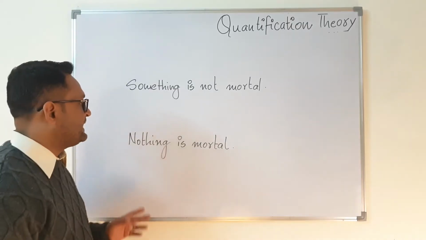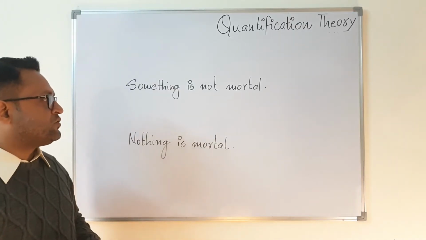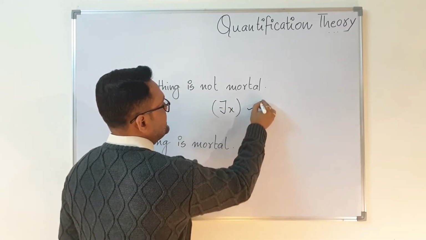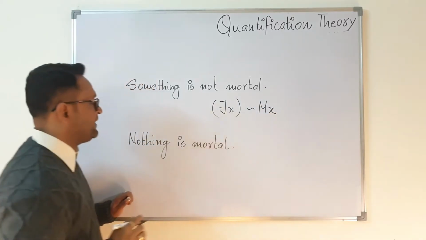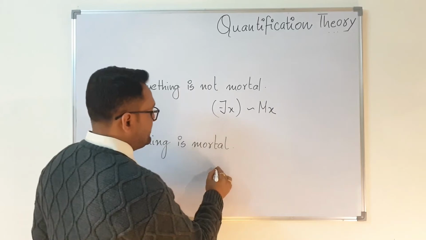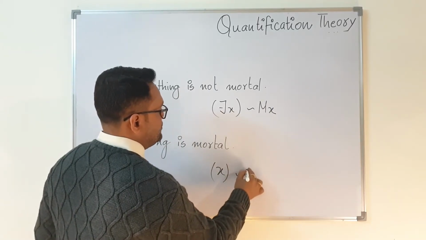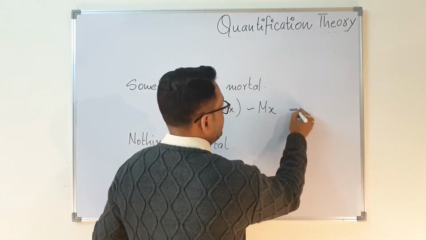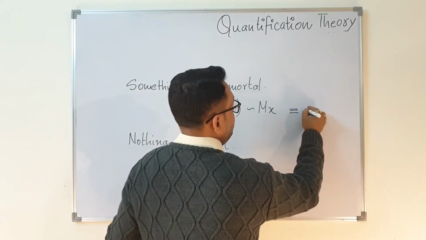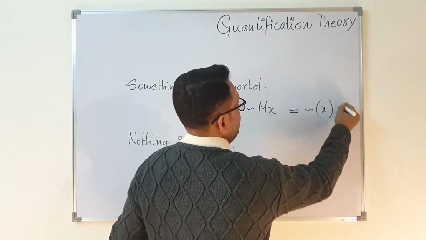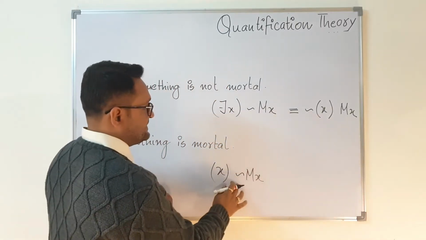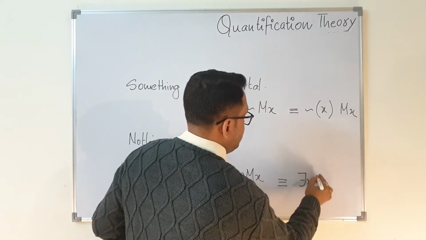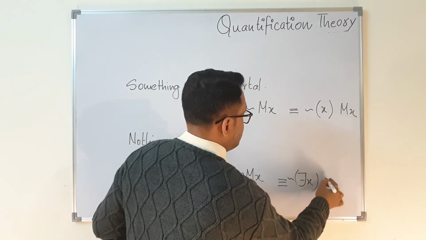Something is not mortal, and nothing is mortal. Now, 'something is not mortal' is symbolized as there exists X such that X is not mortal. And when we say 'nothing is mortal', we say for all X, X is not mortal. The interesting thing is that this expression is actually equivalent to the negation of for all X, MX, and this expression is equivalent to there exists X, with a negation outside MX.